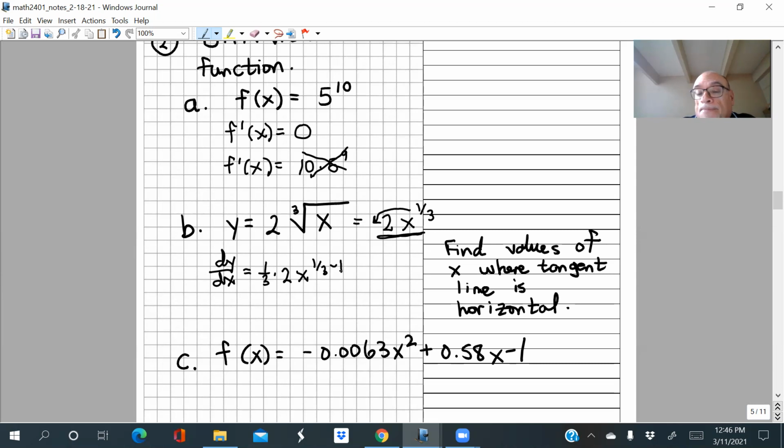Okay. So you're going to do this like 50,000 times in the class. So just get ready for it now. Bring the power down and then subtract 1 from the exponent. So let's see, that gives us 1/3 times 2. That's easy, Kevin. That's 2/3. And then you have x to the, what's 1/3 minus 1, Kevin? So if you take 1/3 and subtract 1 from it, it's going to give you a negative number. But it's going to be a fraction. What negative fraction is that? What's 1/3 minus 1?